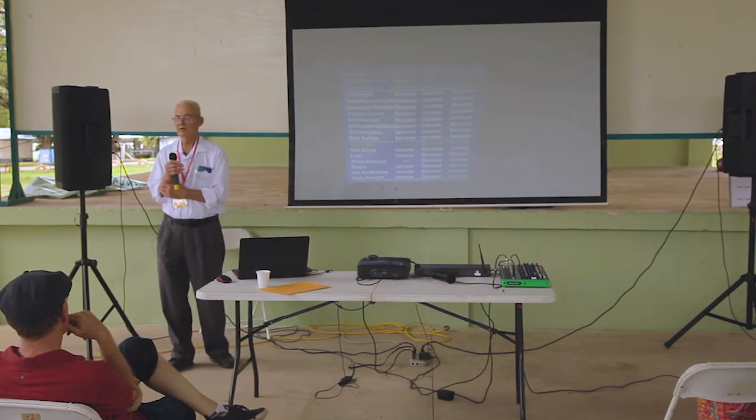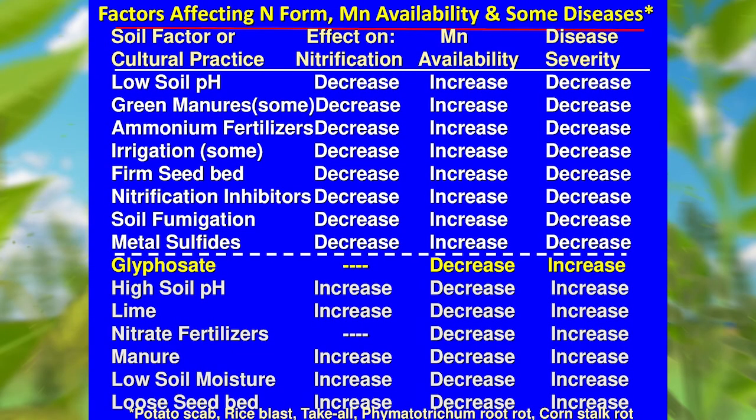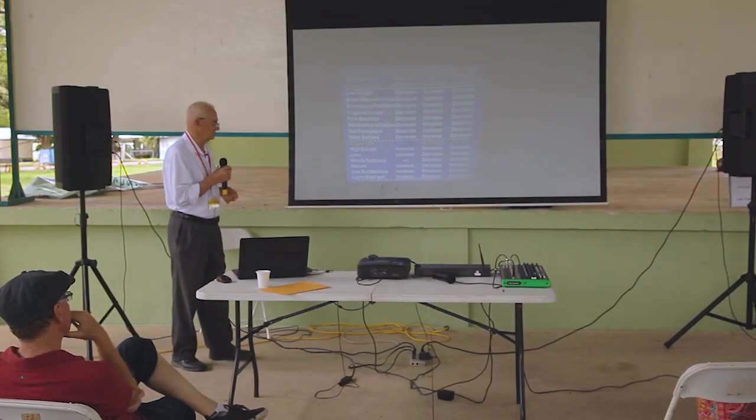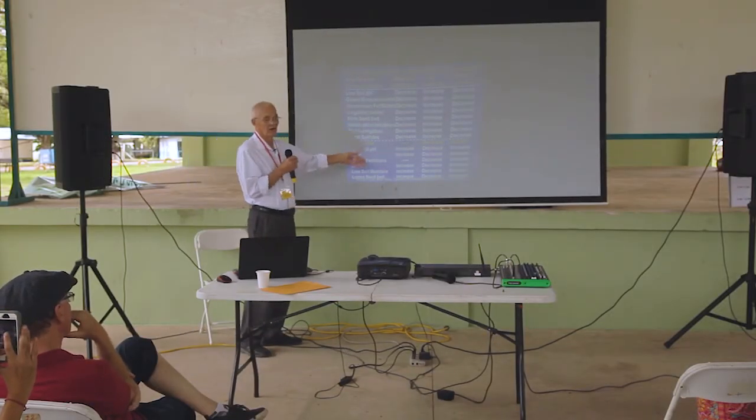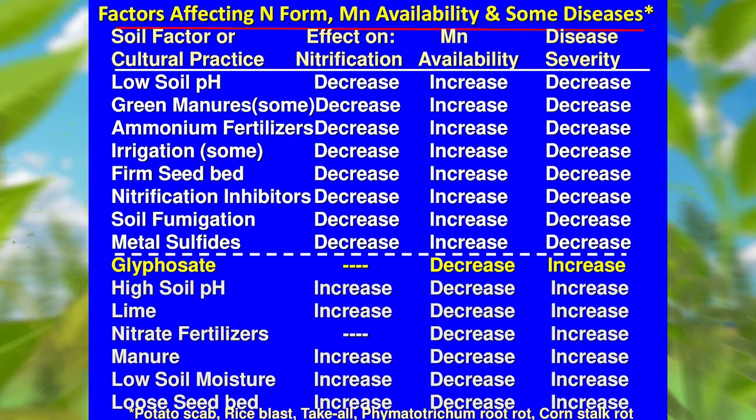And we can look at that fourth factor there, the environmental conditions. In this situation, all of those conditions that decrease nitrification, in other words give you the ammonium form of nitrogen, but also increase manganese availability, will reduce the severity of potato scab, rice blast, take-all, Phymatotrichum root rot, corn stalk rot, and a number of other diseases. Those conditions which stimulate nitrification or cause manganese oxidation increase the severity of these diseases. And so we see good correlation with all four of those factors relative to disease.